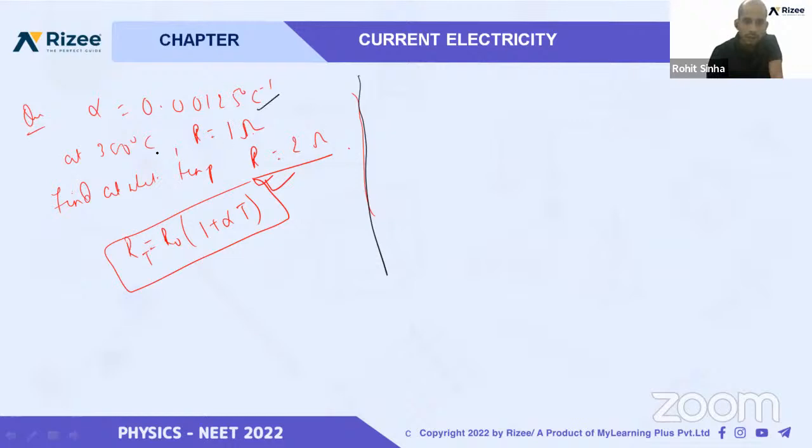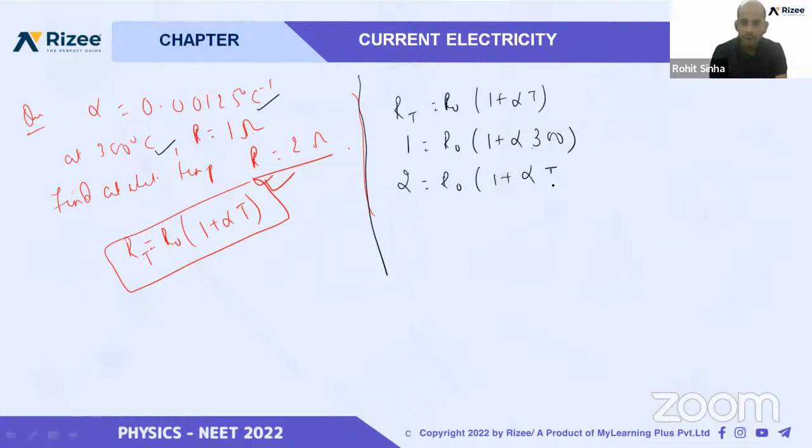It is given alpha is this, T given. Now we know that R at T temperature is equal to R naught (1 plus alpha T). For 1 ohm, R naught into (1 plus alpha T) is 300. Put it here. Second case, if R is equal to 2, then R naught (1 plus alpha T). We have to find this T. Take the ratio of both of these.